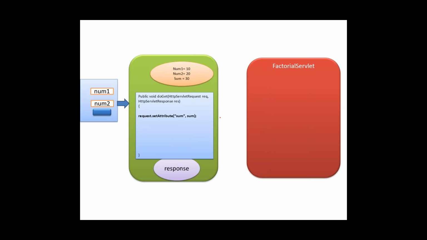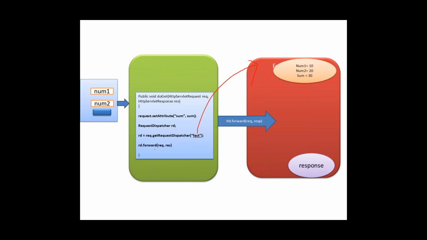In order to transfer the control from one servlet to another servlet, we have got the request dispatcher. To this request dispatcher, you need to give the name of the servlet. I want to transfer this control to this servlet, so I'm giving the name of this servlet. Once I give the name, I call rd.forward with request comma response. When you are passing the control from one servlet to another, it passes the request as well as the response object. Are we clear so far? Now the control is with this servlet. This one has lost focus and now the control is with this servlet. Are we clear on this?